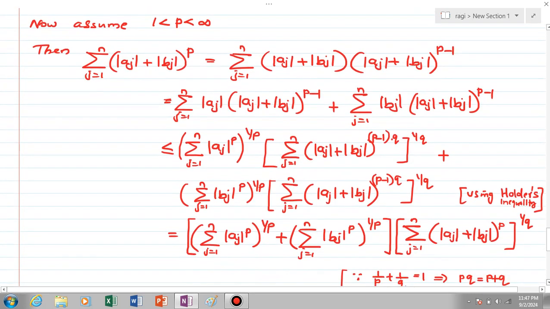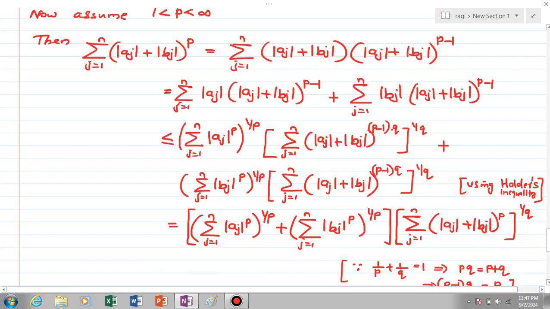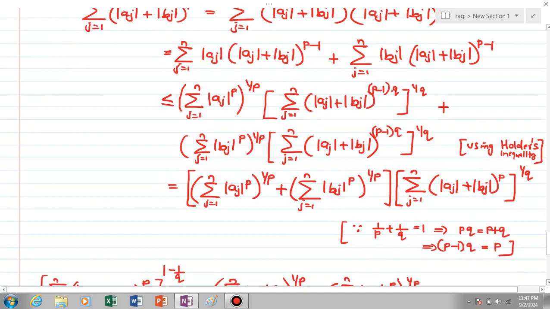Okay, and taking outside the common term, this is equal to [(Σ_{j=1}^n |a_j|^p)^{1/p} + (Σ_{j=1}^n |b_j|^p)^{1/p}] (Σ_{j=1}^n (|a_j| + |b_j|)^p)^{1/q}, because (p-1)q is equal to p. Okay, the reason is 1/p + 1/q = 1, that is pq = p + q, and so (p-1)q = p.